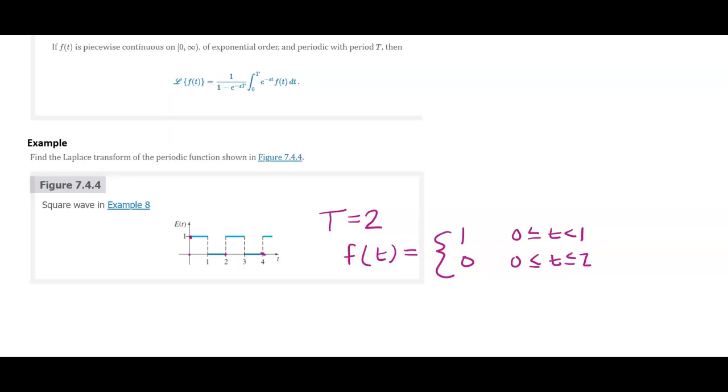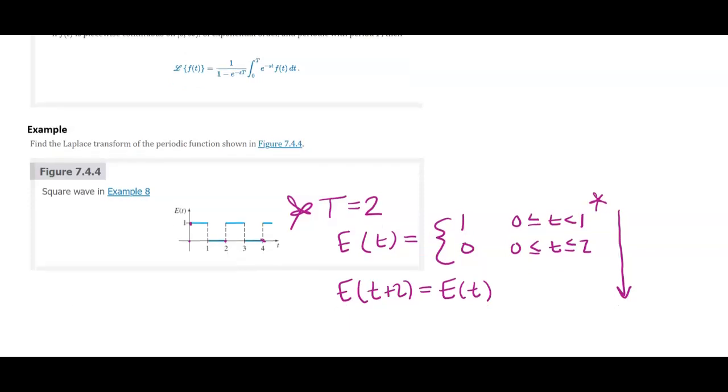Now, outside of this, or I guess I should say e of t, since that's what this is, it is true that e of t plus 2 is then just going to trace back to e of t. So instead of having to write out multiple steps for this step function, I'm going to use this instead. I'm going to say this is a periodic function where we have this here. All right, let's go ahead and plug this in.